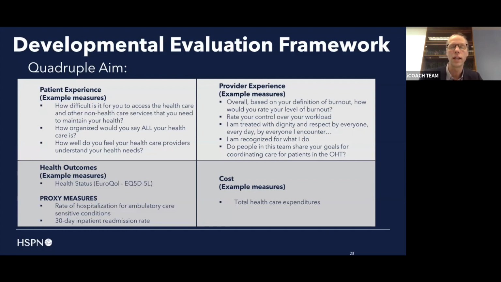So do they feel aligned and supported by their OHT? Individual health outcomes. We are very clear that what we count to be a health outcome measure is a health outcome measure, and a health status would be a clear one of these. EuroQol EQ-5D would be a generic example of a broad health outcome measure.